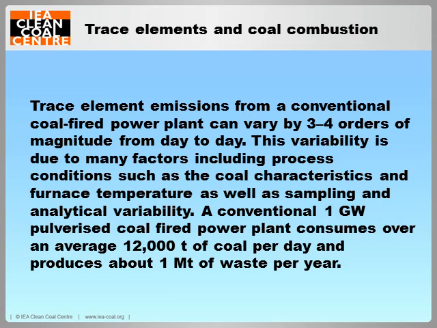Trace element emissions from a conventional coal-fired power plant can vary by 3 to 4 orders of magnitude from day to day. This variability is due to many factors, including process conditions, such as the coal characteristics and furnace temperature, as well as sampling and analytical variability. A conventional 1,000 megawatt pulverized coal-fired power plant consumes on average 12,000 metric tons of coal per day and produces about 1 million metric tons of waste per year.